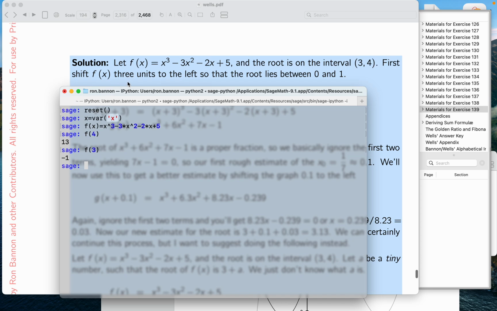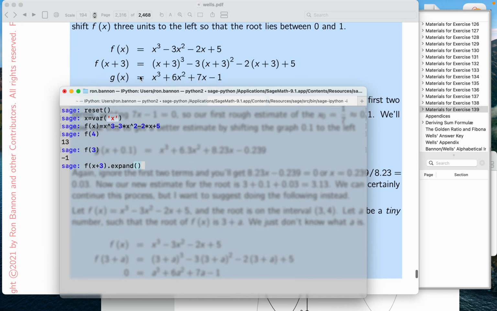First shift f of x 3 units to the left. How would you do that? You would evaluate f at x plus 3. Now, as I do that, I want to expand it, because I want to see what it looks like. Someone's going to say, why are you moving it 3 units to the left? Now the root would be between 0 and 1, so the root would be a proper fraction. That's the only reason we're doing it.